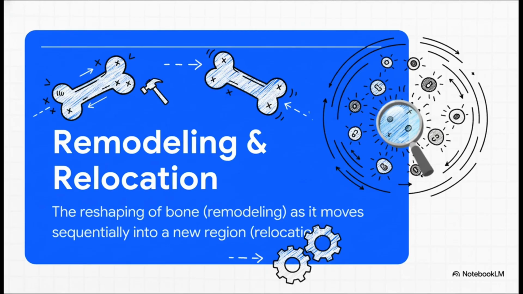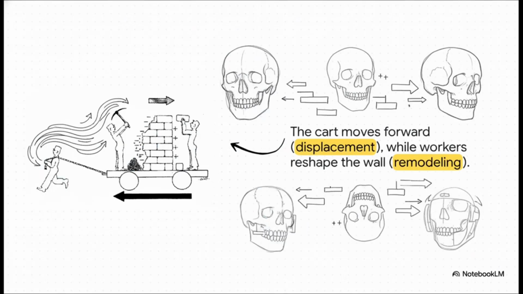Imagine a house being slowly moved down a street on a big truck. That movement from point A to point B, that's relocation. But as it's moving, imagine there are workers on it, knocking down some walls and building new ones to change its shape. That's remodeling. The bone moves, and it reshapes itself as it goes.